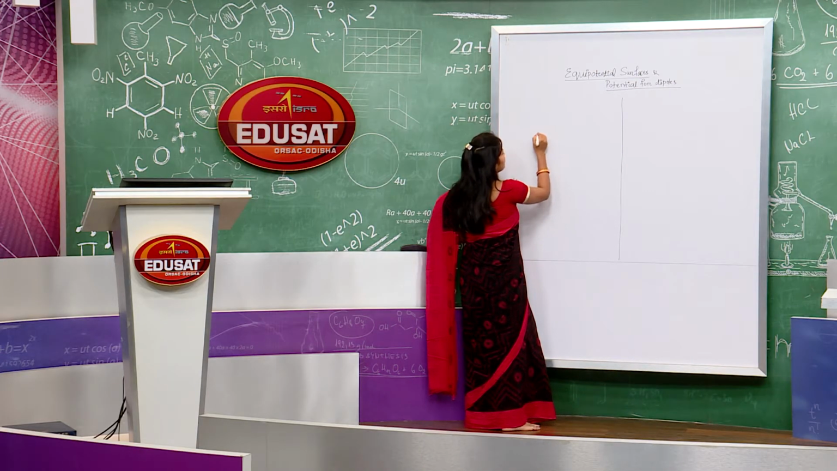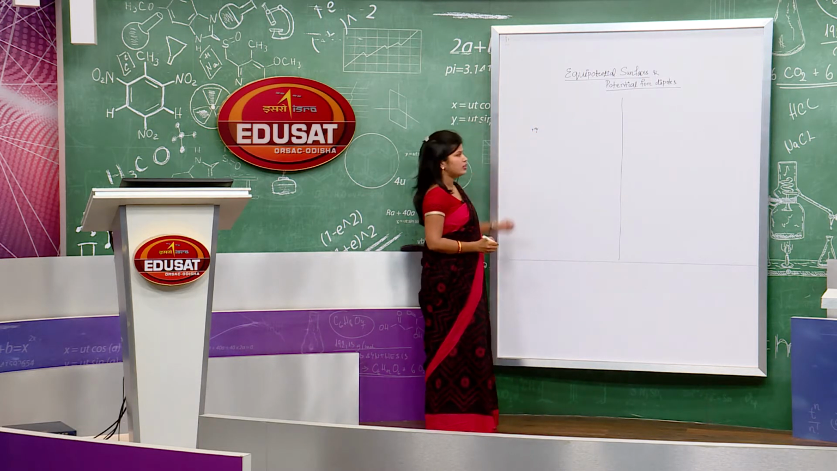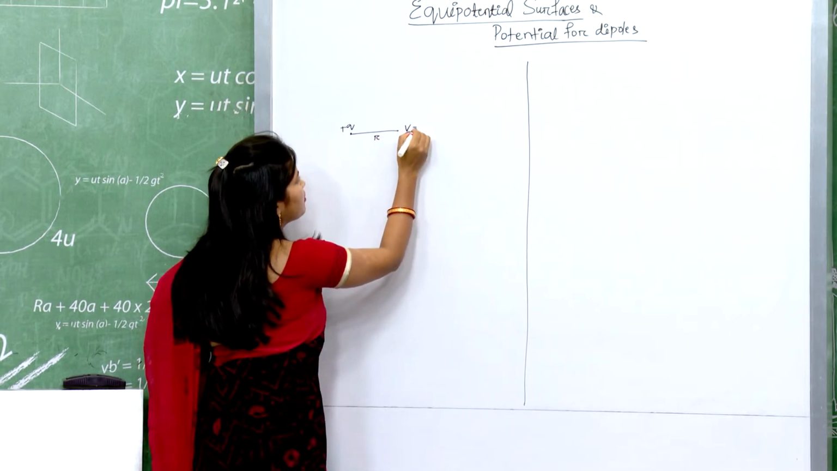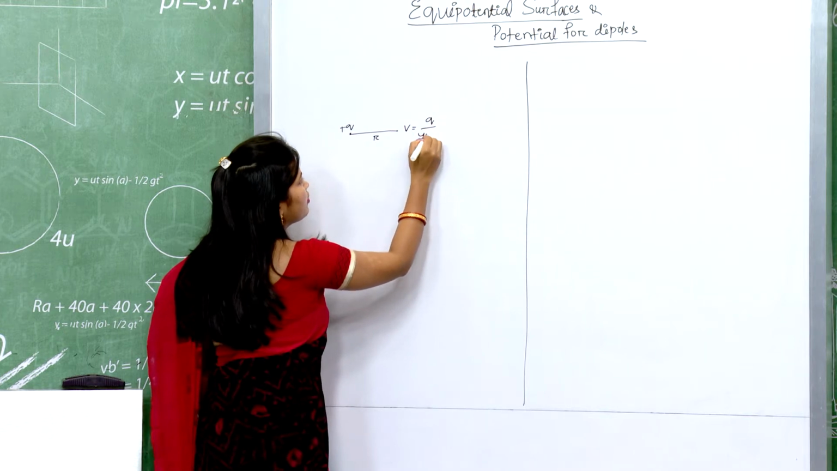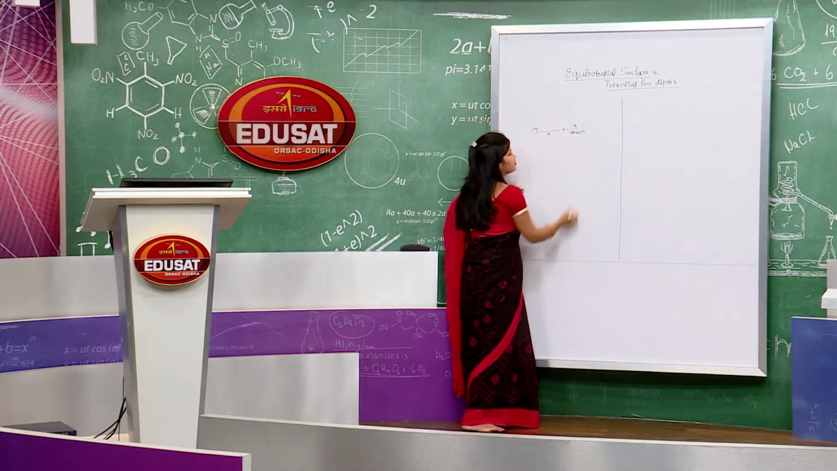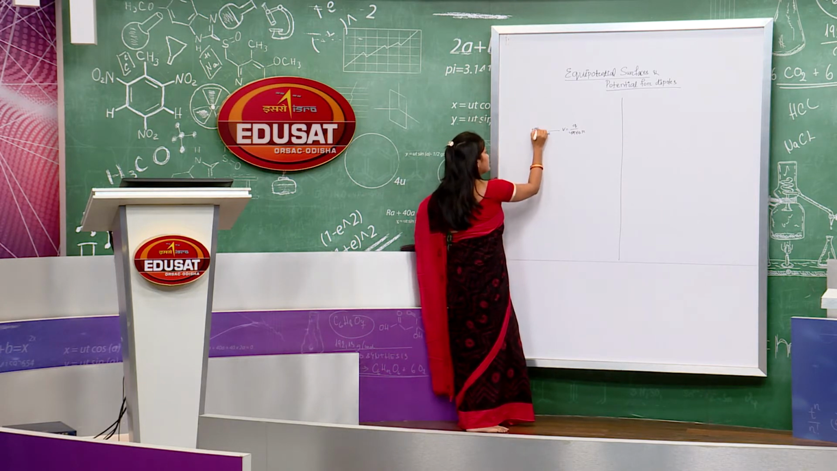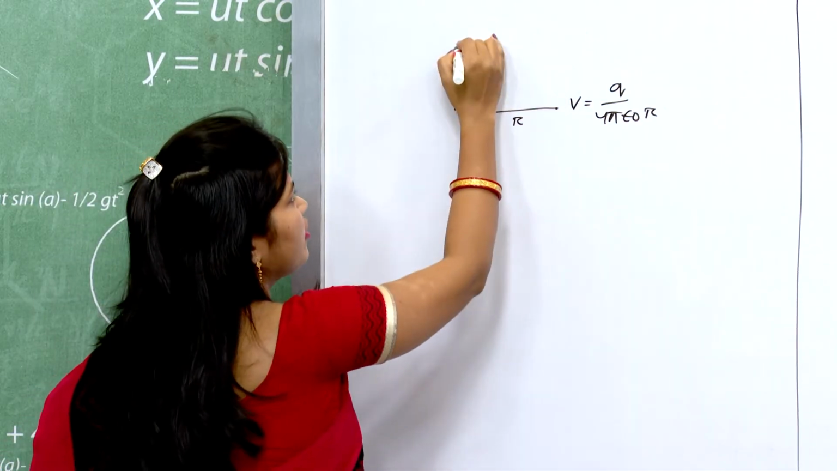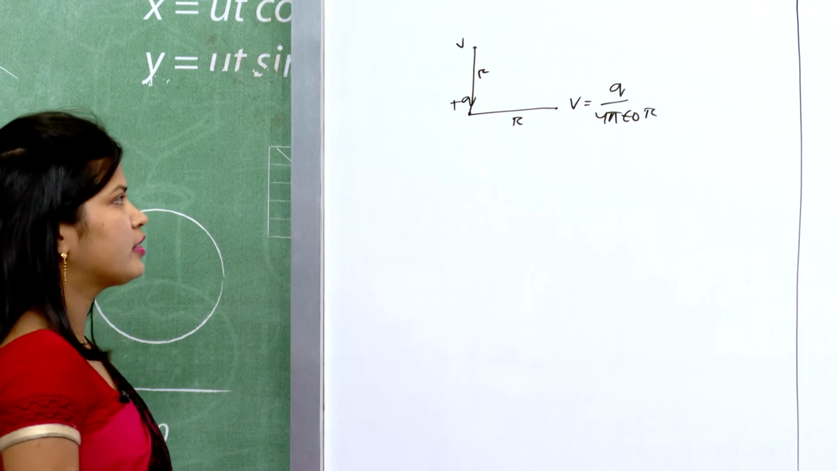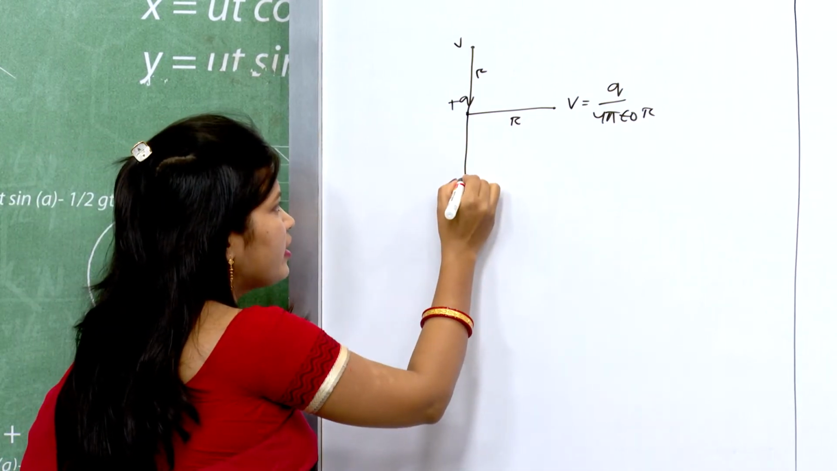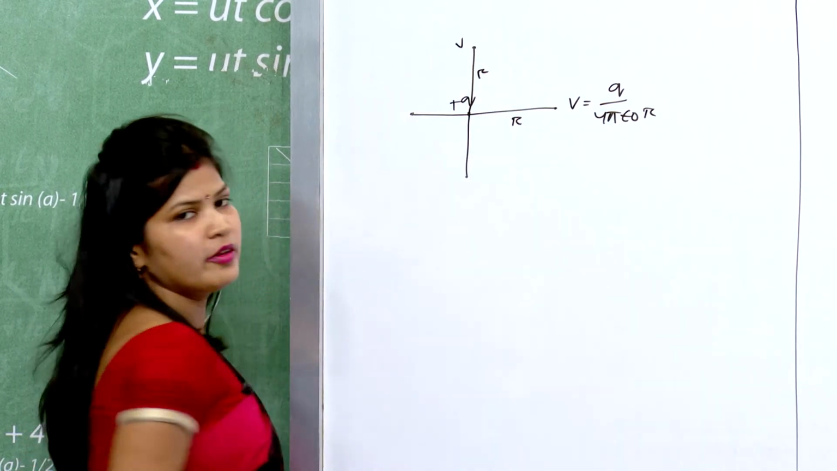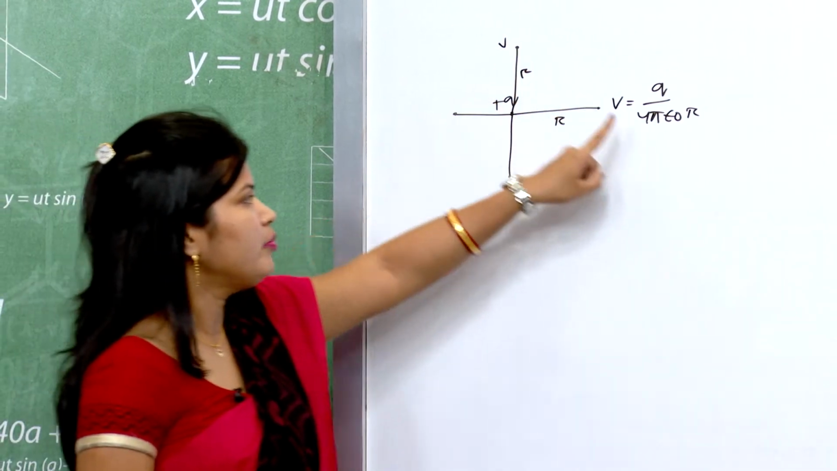Suppose this is a point charge q, consider this charge. At a distance r, I have the potential V is equal to q upon 4 pi epsilon naught r. When I go this side at the same distance r, I find the same potential V is equal to k q upon r. When I go this side and also this side, everywhere I find the same potential.